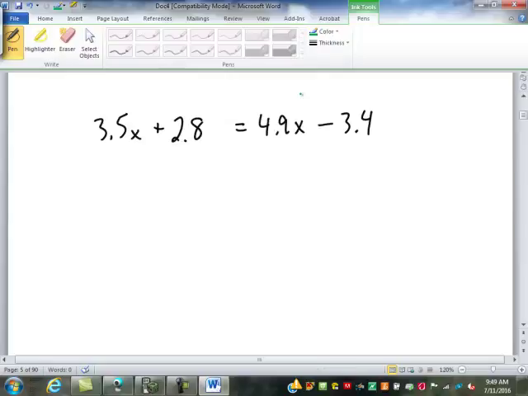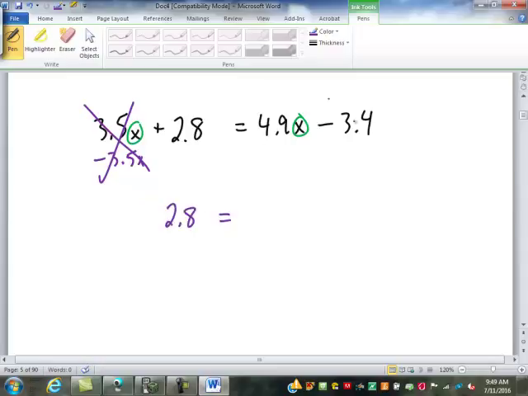Okay, so looking at this, where do we start? First thing I see is what? There's an X on each side, which usually means I have to get rid of one of them. So where am I going to start? Which one am I going to get rid of? We get rid of the smaller one, which in this case is the 3.5. It is gone. This is 2.8.